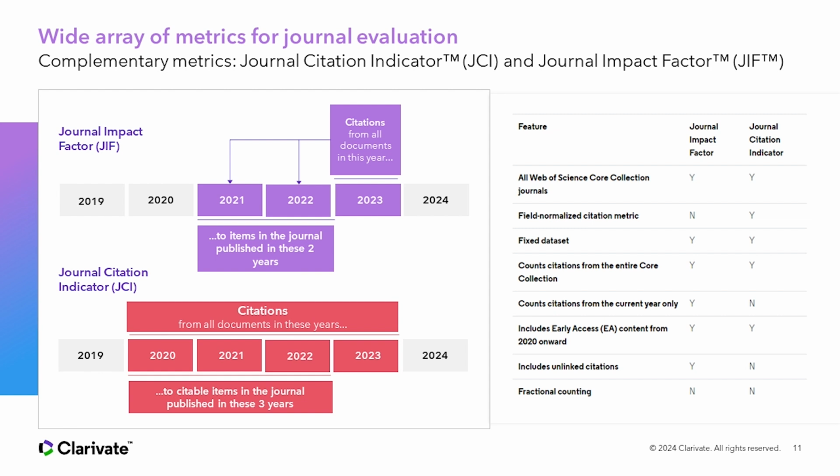And you have a comparison between these two indicators. I'm not going through each and every aspect, but for each and every indicator here, we look at all Web of Science Collection journals. Journal impact factor is not normalized.